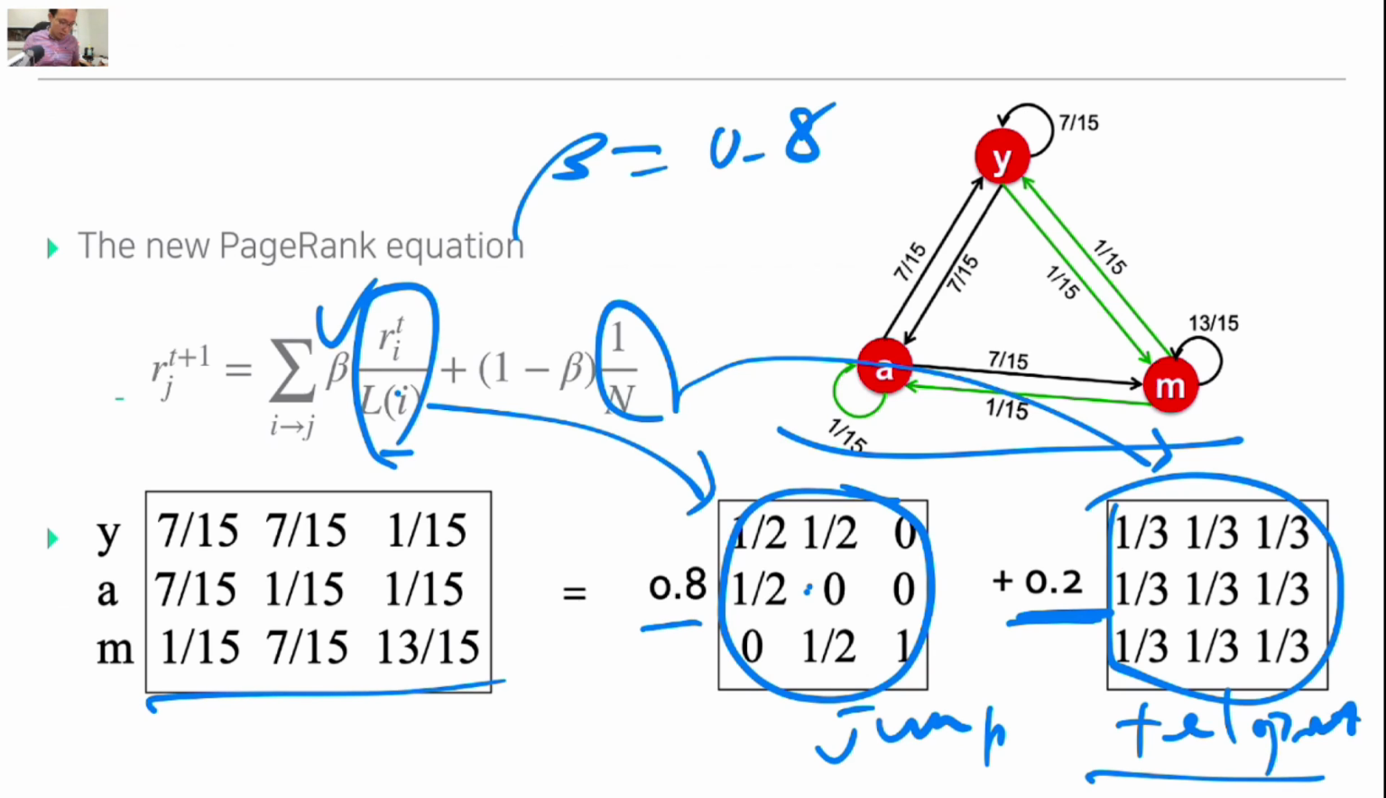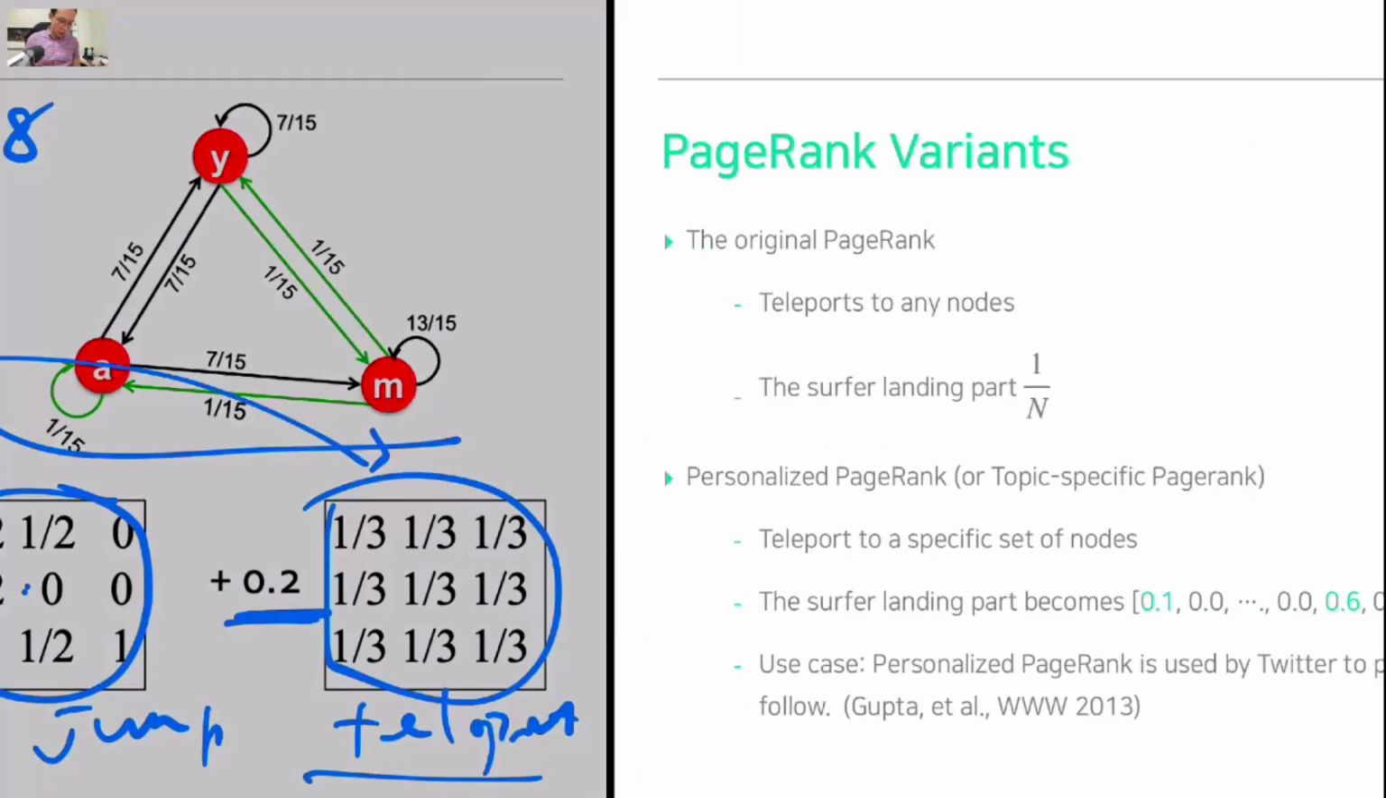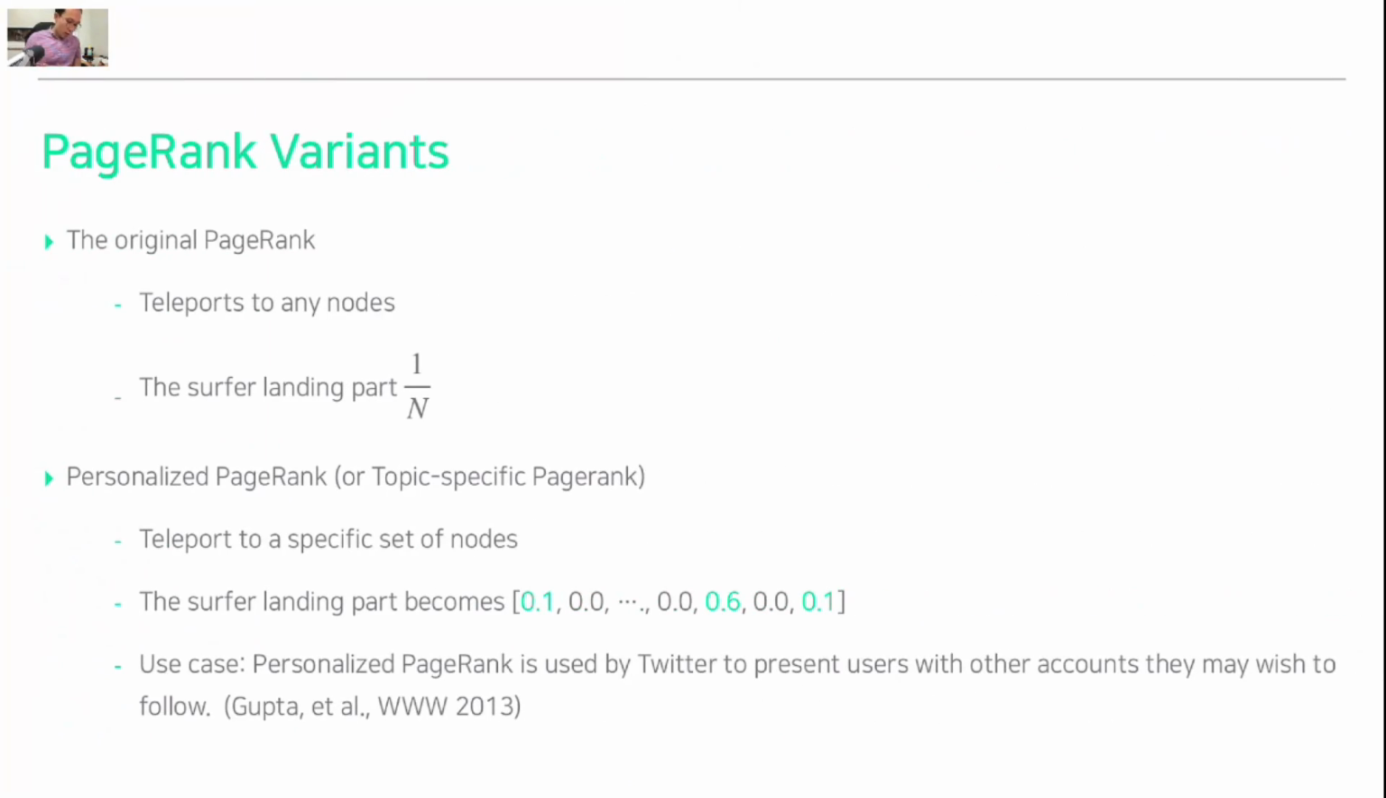So this is the original page rank idea. Larry Page and Sergey Brin proposed this idea. So this is the initial paper. So that's it. That is the page rank. We have many variants, but let me just introduce the most popular ones.